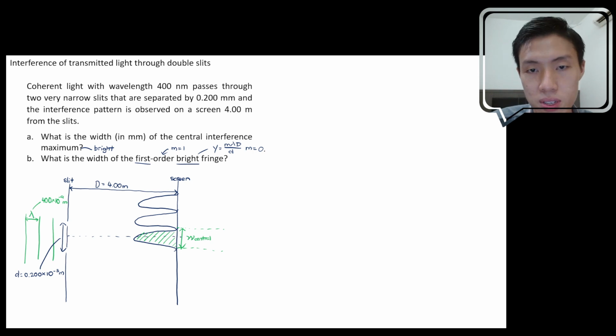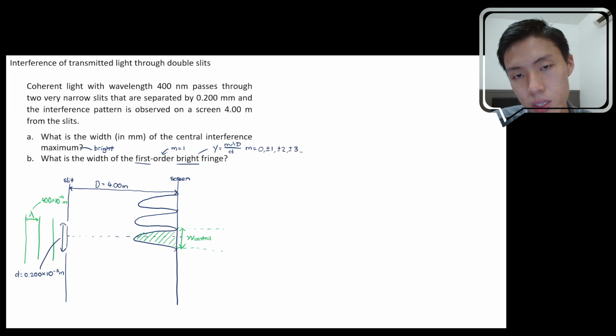That means that if you start with 0, followed by plus minus 1, plus minus 2, plus minus 3, and so on. Now that we know that m will start with 0, for the central bright we start with m equals 0. Then the next one will be m equals 1. The next one will be m equals 2. Now they're asking for the first order bright fringe. First order bright fringe is m equals 1. That means they are interested in this particular fringe over here. If you want to find the width of this fringe, it will be right in between this dark and this dark over here. So this is the width of m equals 1.